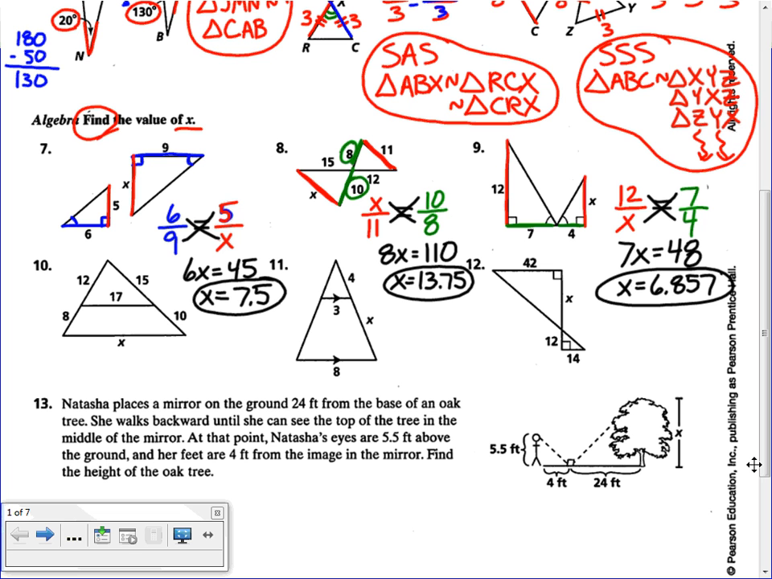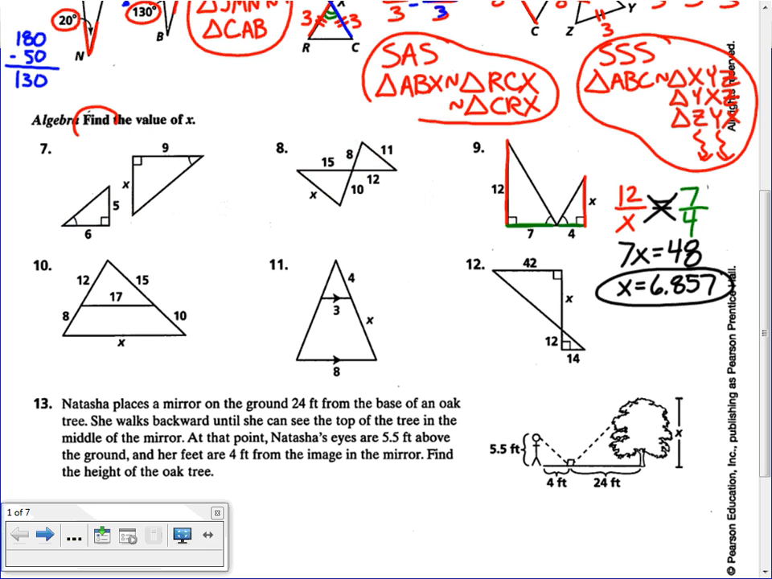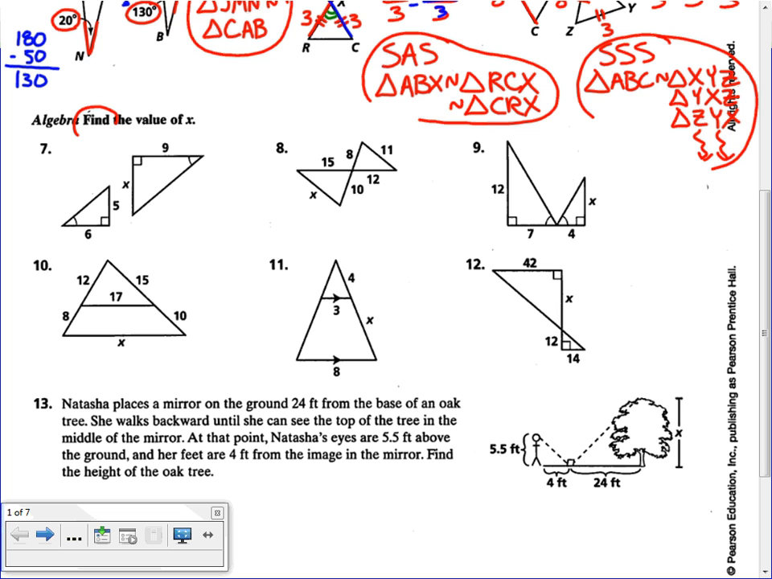All right, so I've done 7, 8, and 9. And hopefully you were able to pause it and get that down, or you're ready to move on. So I'm going to erase everything that I've done so far so that there's room down at the bottom for me to do the next set of problems.